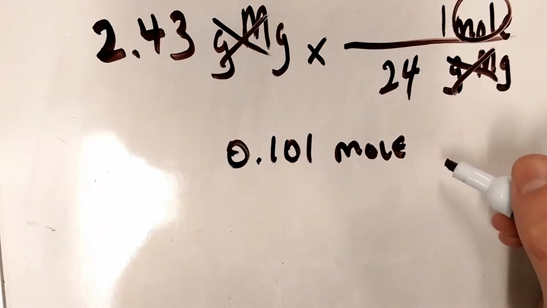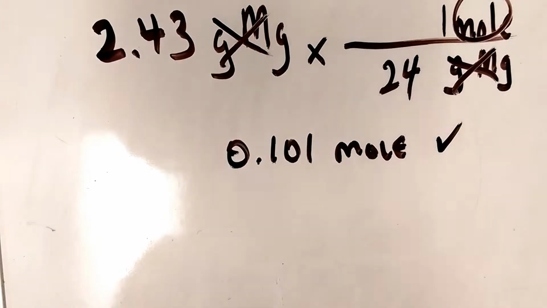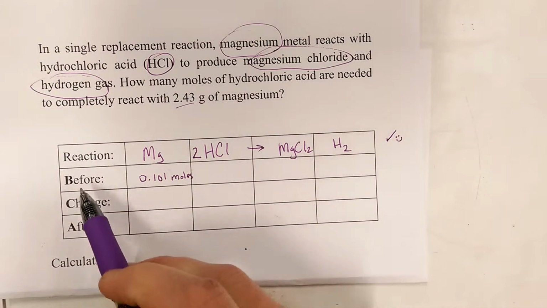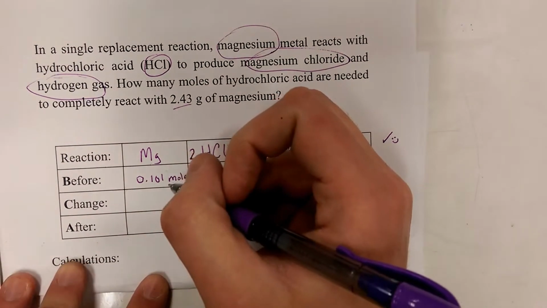This is my starting value for magnesium. This is how much we have at the very beginning of our reaction. So if you notice in my BCA table, I've placed that mole value in our BCA table. So before the reaction runs, I know that I have 0.101 moles of magnesium, because previously we converted those grams to moles. So that's where this number comes from.